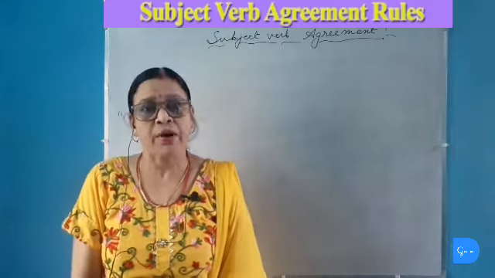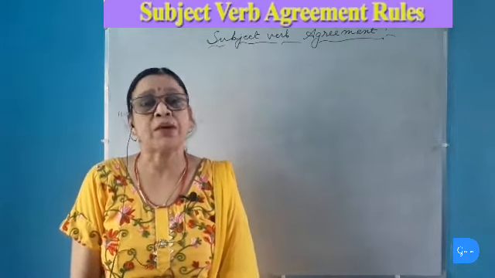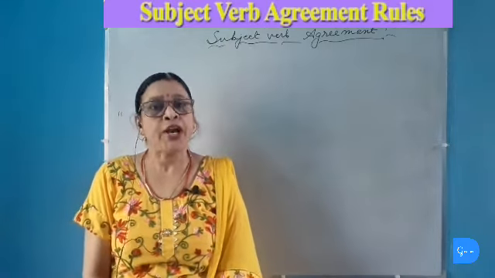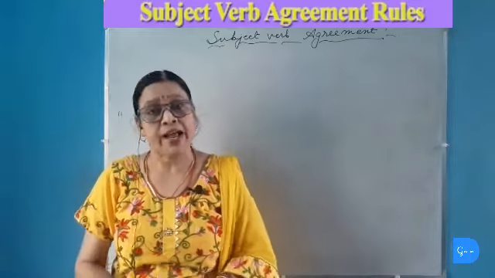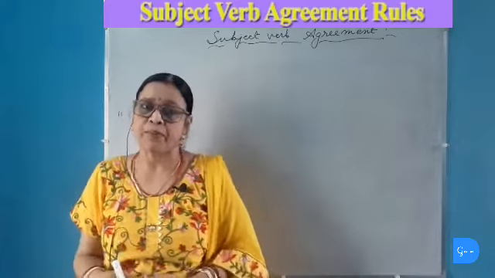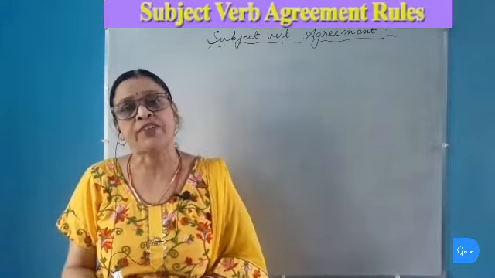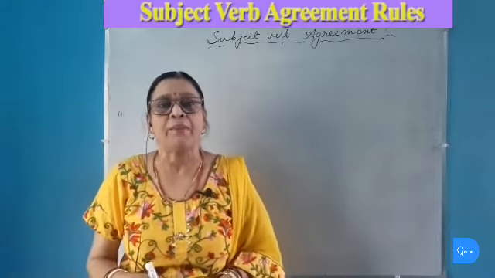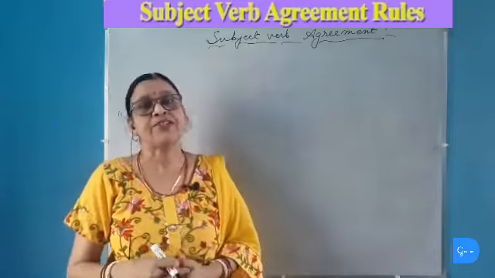Today in English grammar we are going to learn about subject verb agreement. Point number 1. A verb must agree with its subject in number. That is, if the subject is of singular number, then the verb will also be of the singular number. For example, the scientist discovers new facts.